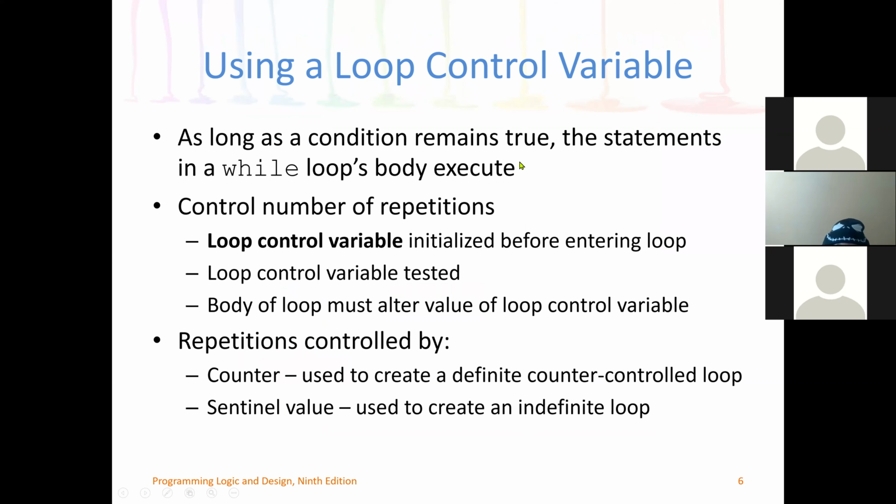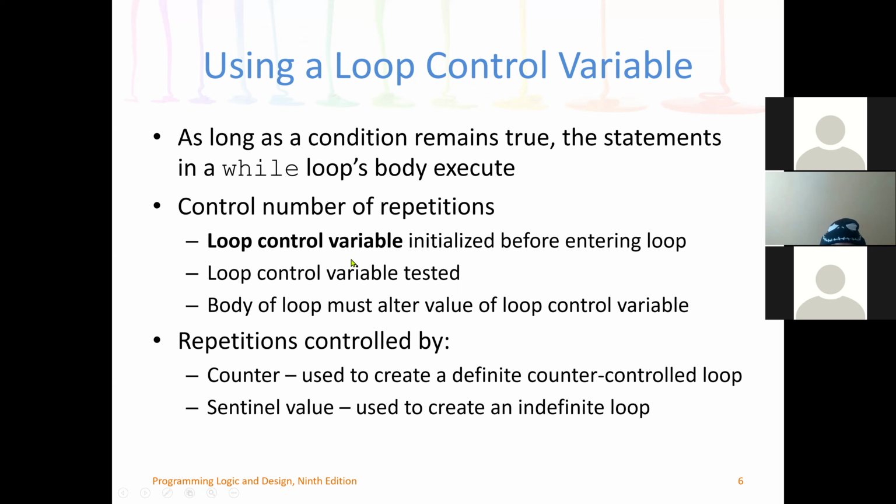As long as the condition remains true, the statements in a while loop body execute. Also, they control the number of repetitions. As we said earlier, with a for loop, we have loops that we call counter control, which means we know how many times the loop will execute. Most of the time it's a for loop. A while loop also can be a counter control loop based on the condition we give, but we also can use a sentinel value that can stop the loop at any time based on the value we enter. So here we say the control number of repetition.